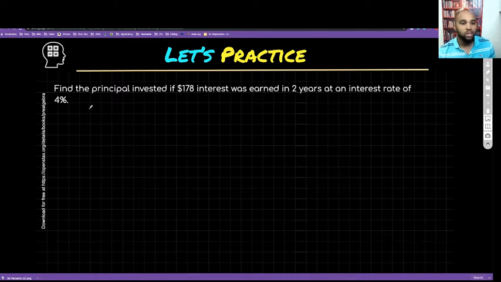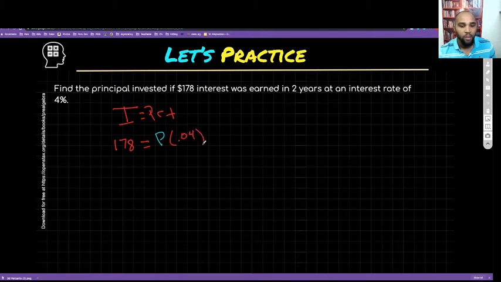All right, this one's asking us to find the principal. I equals P R T. Find the principal this time if the interest is 178. We don't know the principal, so I'm just going to leave that P. The rate is 4%, so this is 0.04, and for how many years? 2 years. So we're going to isolate this P by dividing this side by 0.04 times 2.